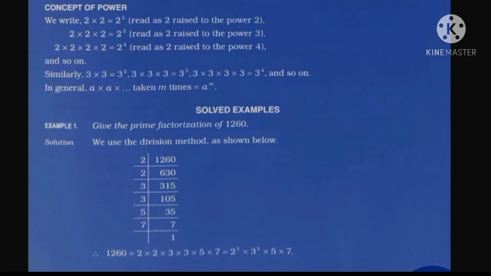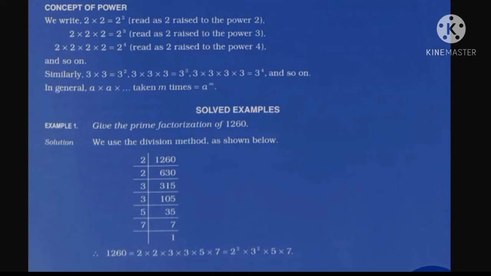Similarly, 2 into 2 into 2 is 2 raised to the power of 3, which is 8. Again 16. 16 can be written as 2 into 2 into 2 into 2. 2 is multiplied 4 times with itself, which is again read as 2 raised to the power of 4. So we are learning it because we will be writing the prime factorization using this way also.